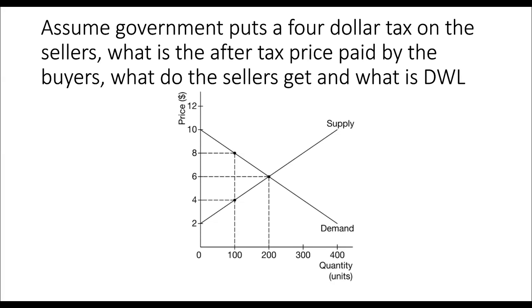If it's a $4 tax, what terms could be shifted? Supply. Okay. And if the tax is $4, I know the difference between the supply curves has to be $4. So I could just run my supply curve like that. Okay.